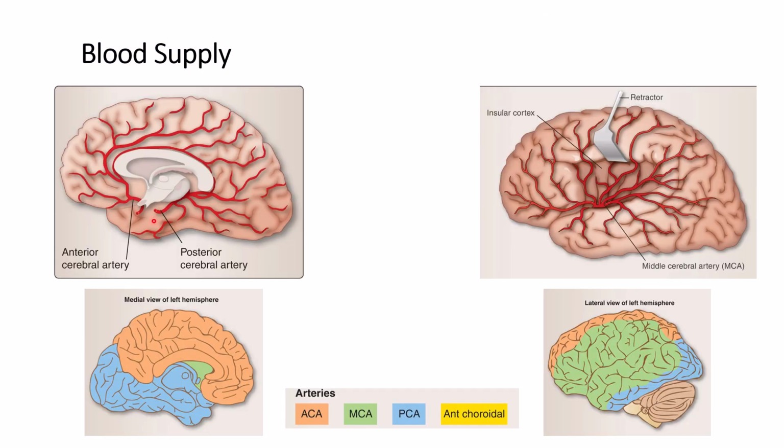Okay, so this is the medial view. If you look at this area, this is the anterior cerebral artery. The anterior cerebral artery is supplying the majority of the medial part of the brain, and the posterior cerebral artery, this is the lower part of the brain involved here. And the middle cerebral artery, this is the lateral sulcus, and it is supplying the lateral part of the brain.